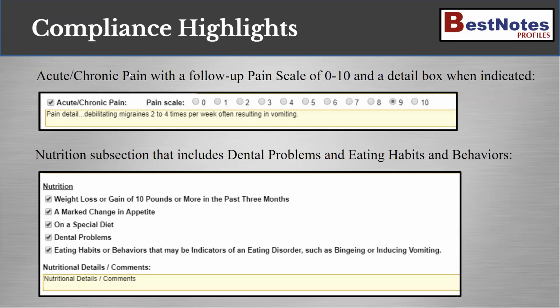Within the medical history sections of the assessments, it does also specifically include a question regarding the client's presence of acute chronic pain. And if that is indicated, it has a follow-up pain scale of 0 to 10 and a detail box. The medical history sections also include a nutrition subsection that of course also covers dental problems and eating habits and behaviors.